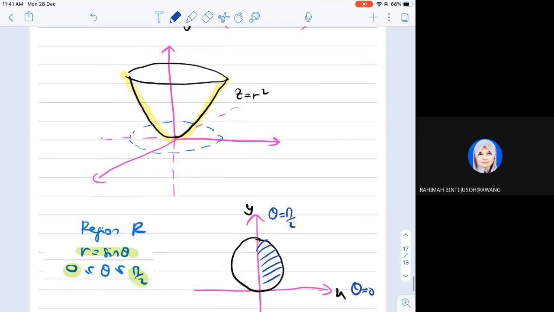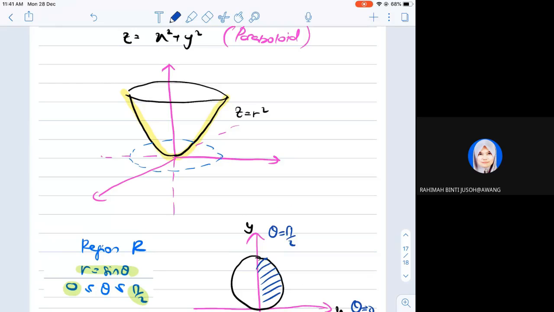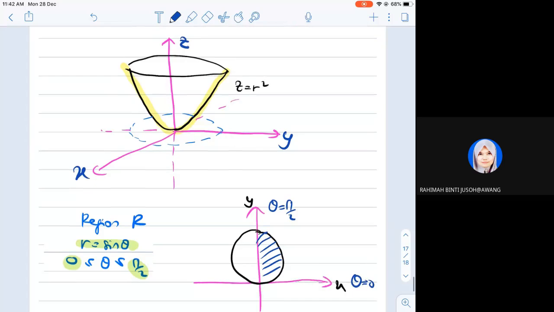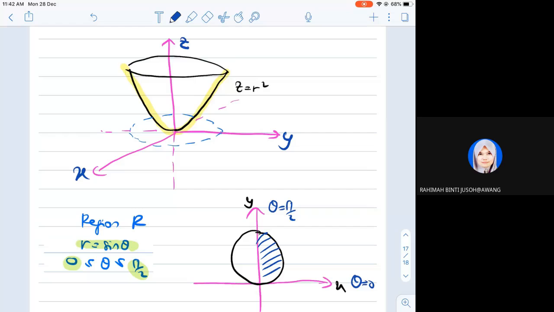So what happened guys? Region R kita ni, ini paksi X kan. Ini paksi Y, ini paksi Z. Dia hanya ada bahagian, okay, suppose dia macam ni. Dia sampai 1. Dekat paksi Y kan, bulatan tu kan. However, separuh je. Dekat bahagian X positif dengan Y positif. Only half. So that's the region actually.